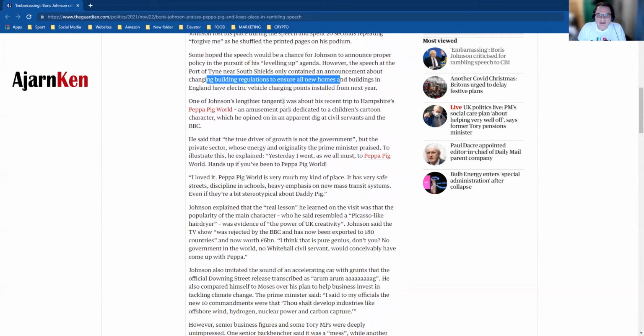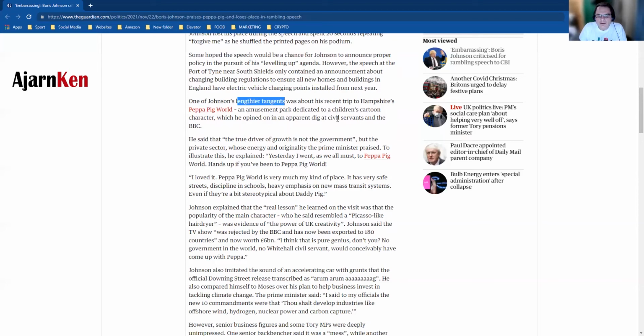One of Johnson's lengthier tangents was about his recent trip to Hampshire's Peppa Pig World. His lengthier tangents, this is quite formal vocab, and a tangent means that you're not going straight, you're talking, but then you start talking about something else. We would say you go off on a tangent, you go off from the main topic that you were talking about. So here he's meant to be talking about building regulations, etc., and then he goes off on a tangent and he starts talking about a cartoon, Peppa Pig World. So his lengthier tangent means he speaks about that more than what he was there to speak about.